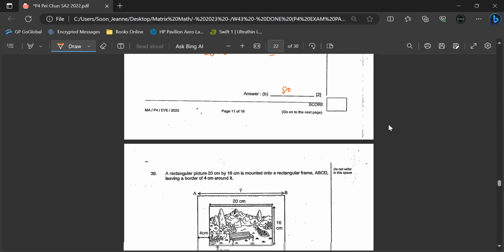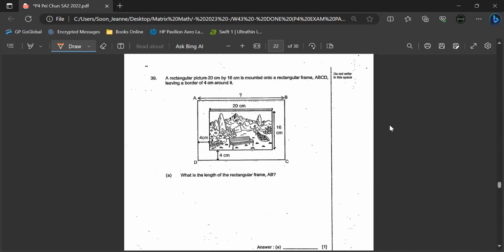Okay. Question 39. A rectangular picture 20 cm by 16 cm is mounted on a rectangular frame ABCD with a 4 cm border around it. So if this is 4, remember this is also 4 cm. Here also 4 cm. All around the gap. It's just all 4 cm. A is asking for the length of the frame, which is this one, AB. So you get this question mark.